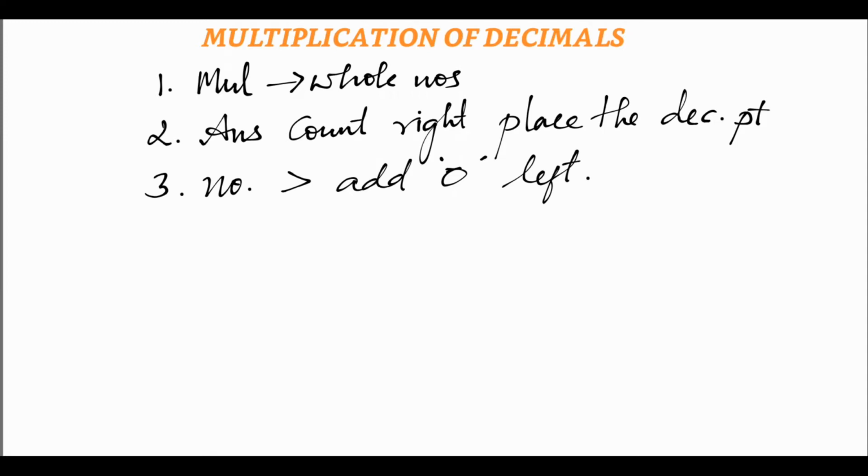So again I will tell you, the first step is we have to consider those two numbers as what? Whole numbers. The second, count the decimal places of the two numbers, and in the answer you have to place the decimal point counting from the right. And the third step is if the number of digits of the product is less, we have to add 0 to the left and then place the decimal point. Okay, let's see an example.